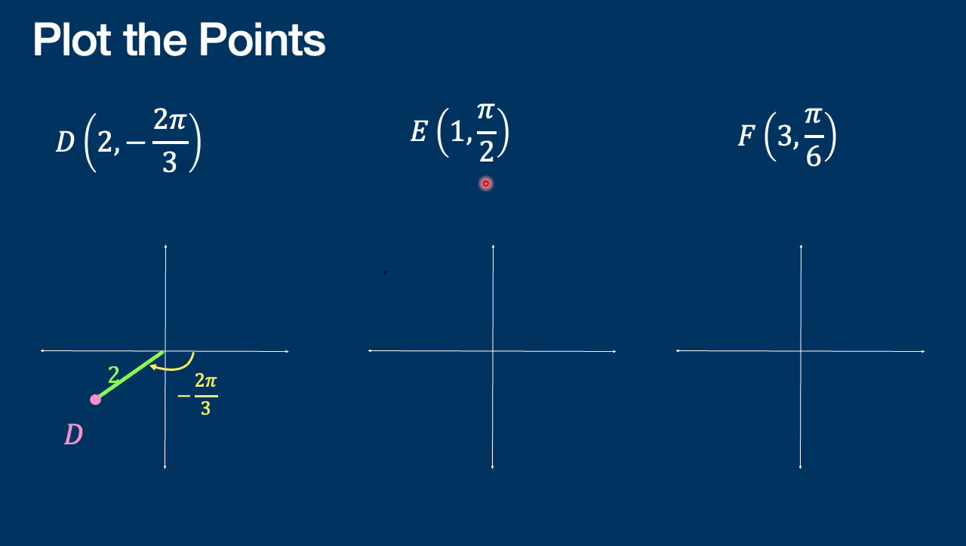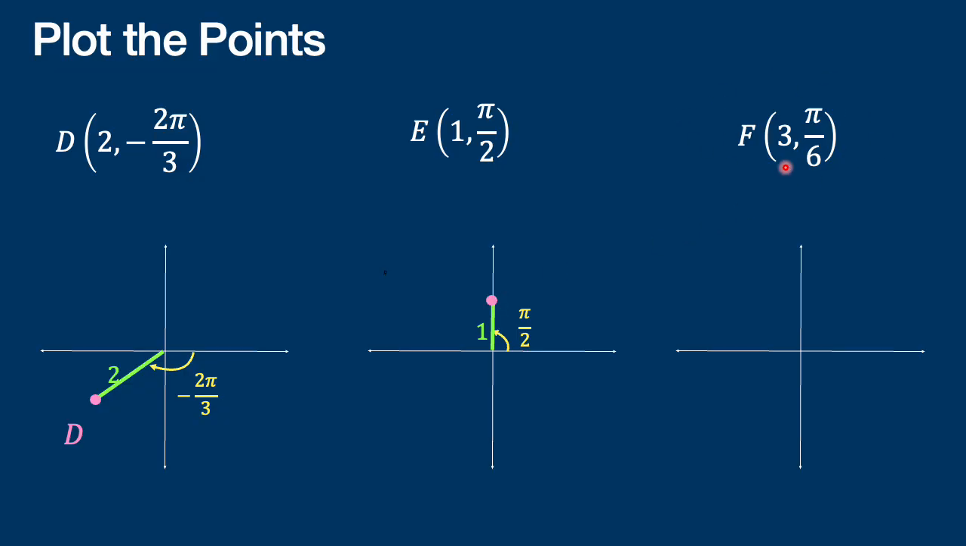How about this one? Pi over 2. Here is the polar axis. Go to pi over 2. That's 90. That's the y-axis, right? Then on this line, the distance from the origin is going to be 1. This distance is going to be 1. You plot the point right there.